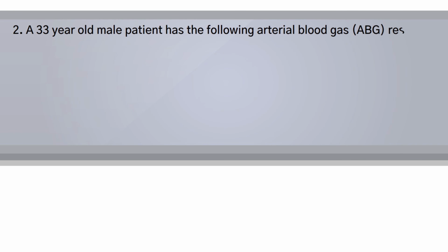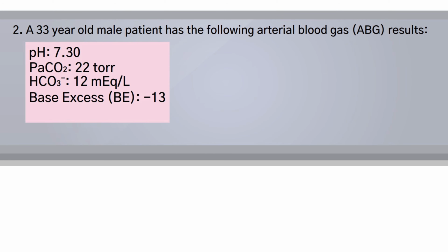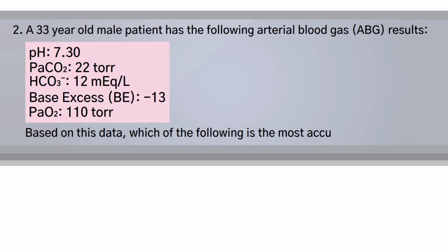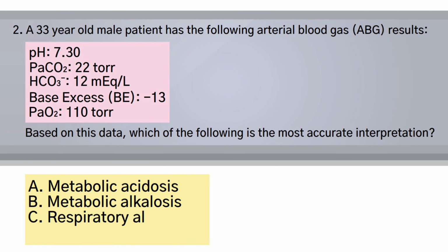Question number 2. A 33-year-old male patient has the following arterial blood gas results: pH of 7.30, PaCO₂ of 22, bicarb of 12, base excess of -13, PaO₂ of 110. Based on this data, which of the following is the most accurate interpretation? A. Metabolic acidosis. B. Metabolic alkalosis. C. Respiratory alkalosis. D. Respiratory acidosis.